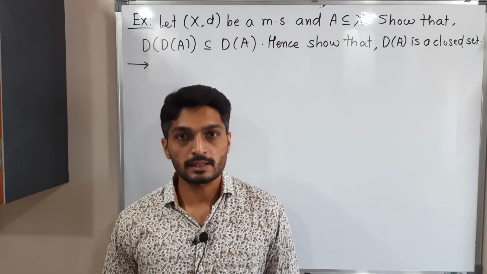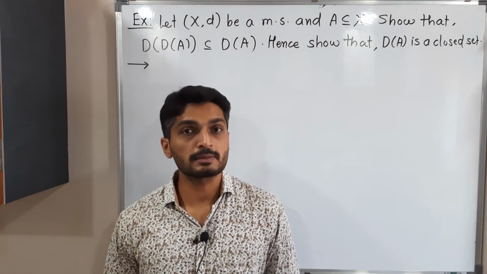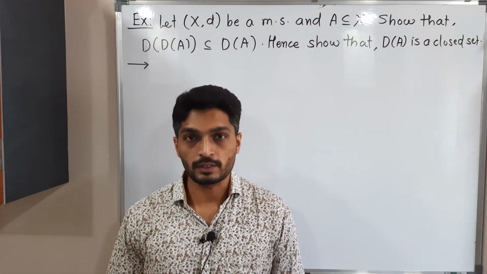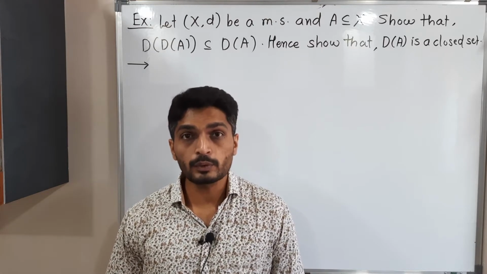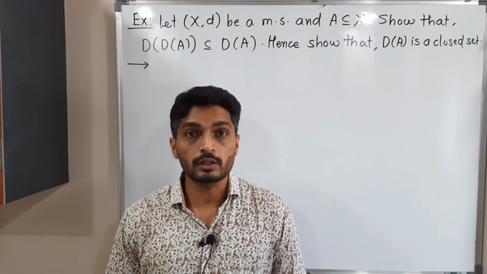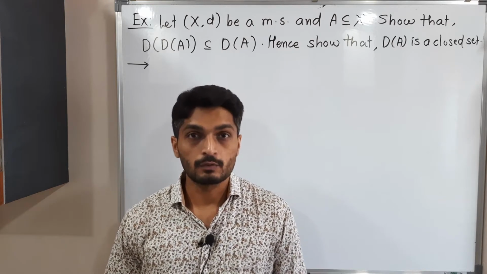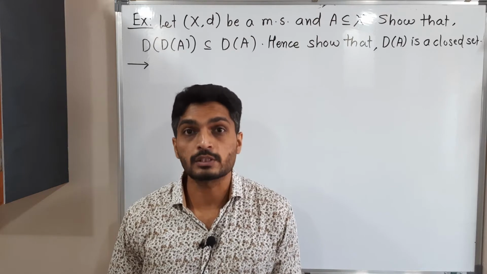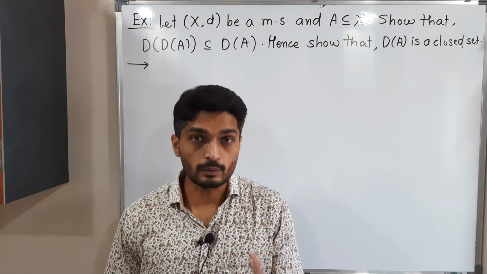Let us discuss this example. So in this example, we have a metric space (X, d) and A is a subset of X. What we have to prove? We have to prove that D of A is a subset of D of A. D means what? Set of limit points. We can also call it the derived set. So that D stands for derived set.